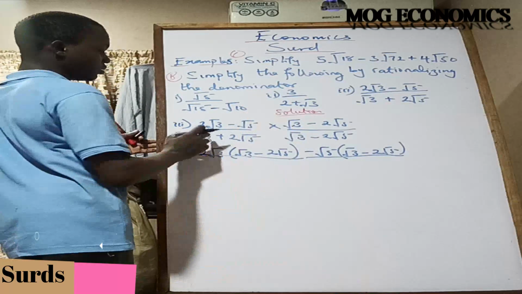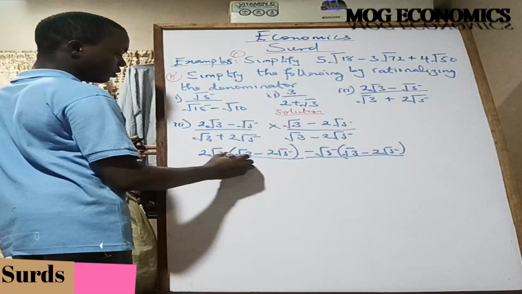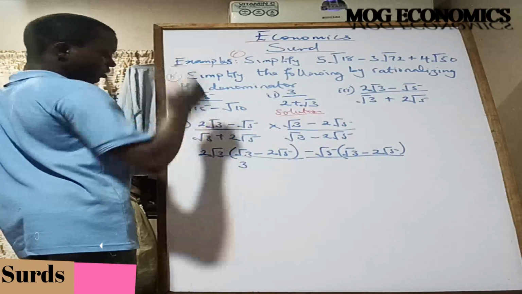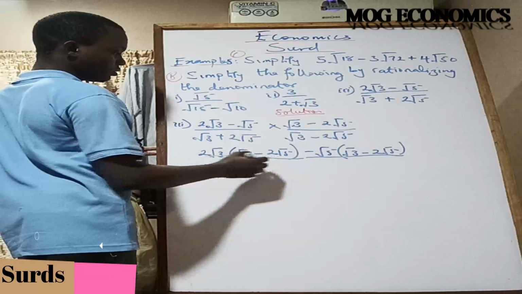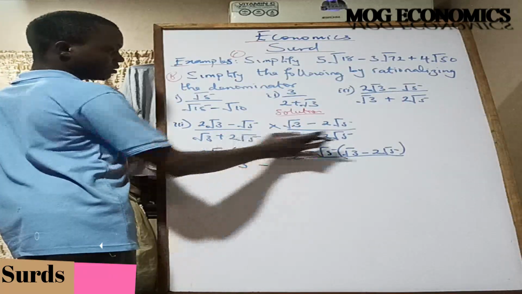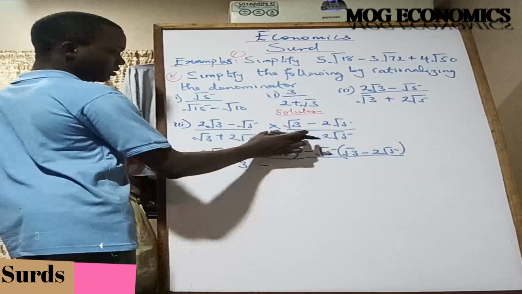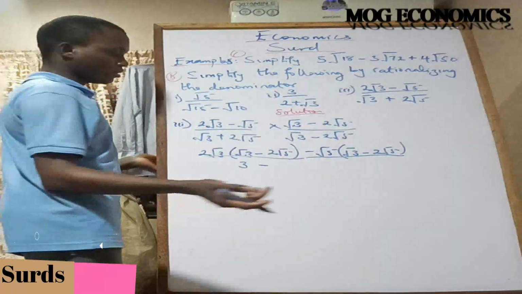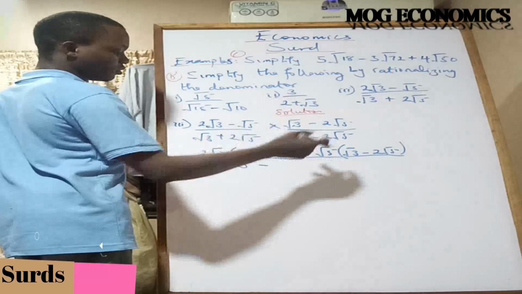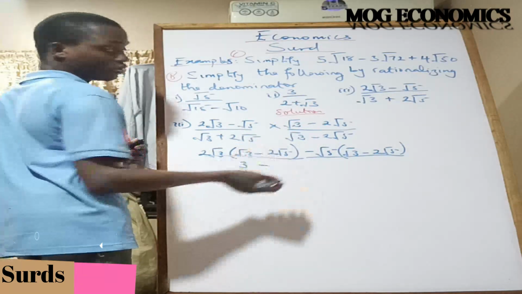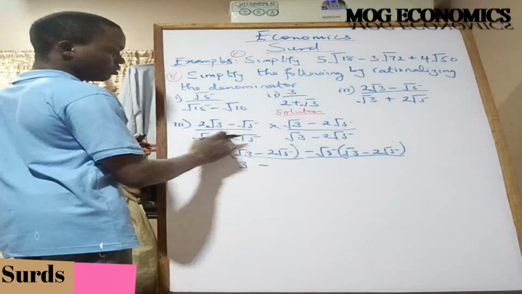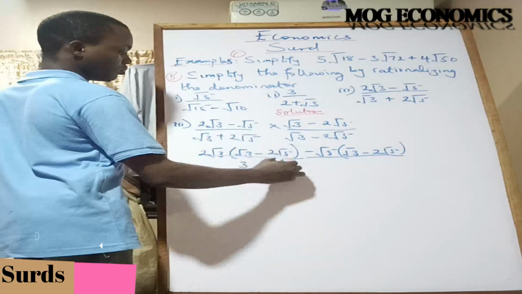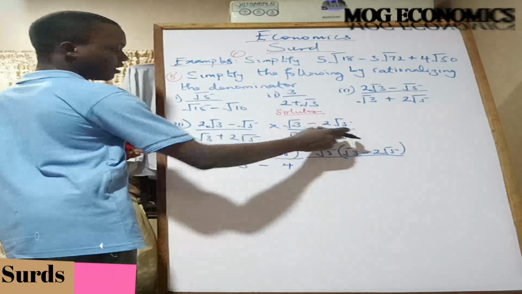So the one I'm bothered with is root 3 times root 3. That will give me 3. Then plus times minus is minus. No point doing the other products, they are going to cancel out each other. So 2 root 5 multiplied by 2 root 5, that's 2 root 5 squared. So 2 times 2, 4. Root 5 times root 5, 5.